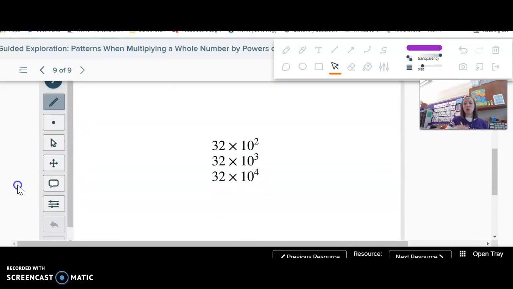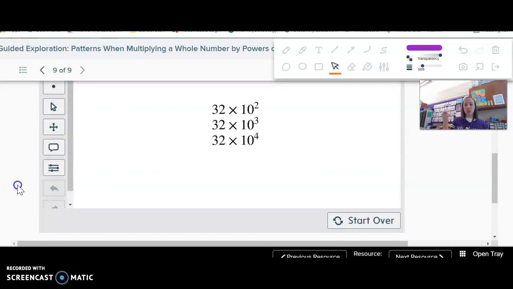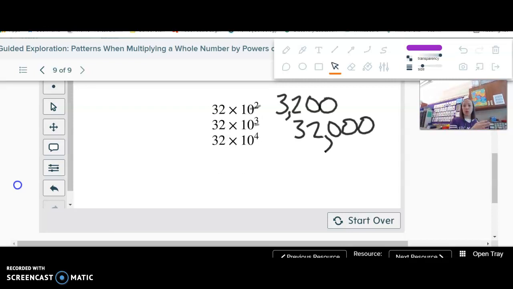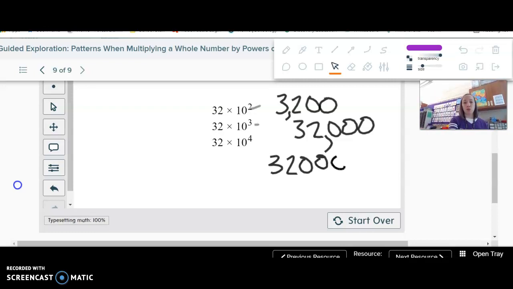So, how would patterns help me in this? Well, I don't have to do all the 3 steps we did on the other numbers. I can just say, oh, this has a power of 2, so I know it's going to be 32 with 2 zeros. So 3,200. This one is 10 to the third power. So 32 with 3 zeros, or move that 32 3 places over.